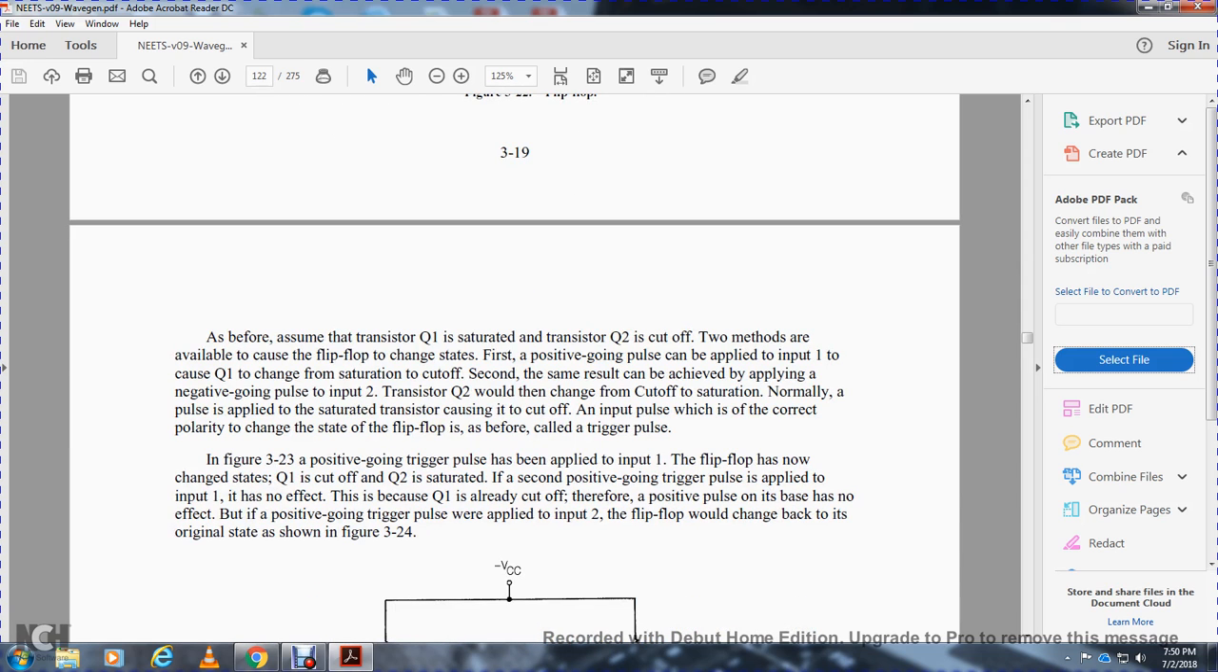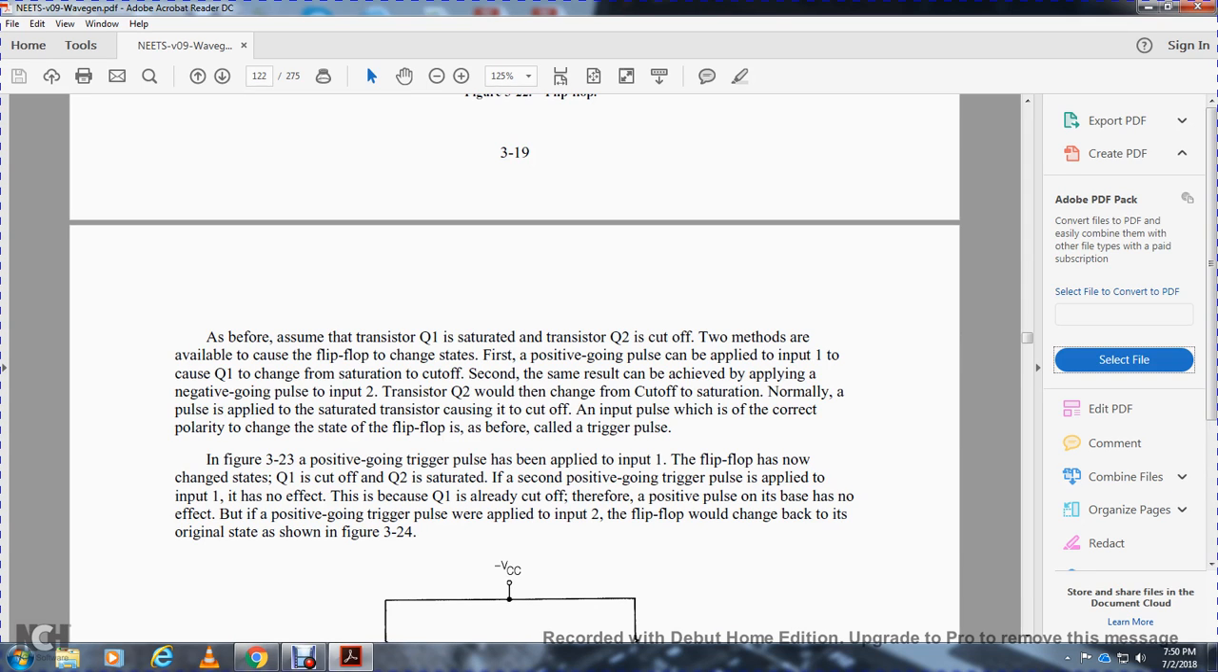As before, assume transistor 1 is saturated and transistor 2 is cut off. Two methods are available to change the state of the flip-flop. First, a positive-going pulse can be applied to input 1, changing transistor 1 from saturation to cutoff. Second, the same result can be achieved by applying a negative pulse to input 2, and transistor 2 would then change from cutoff to saturation.